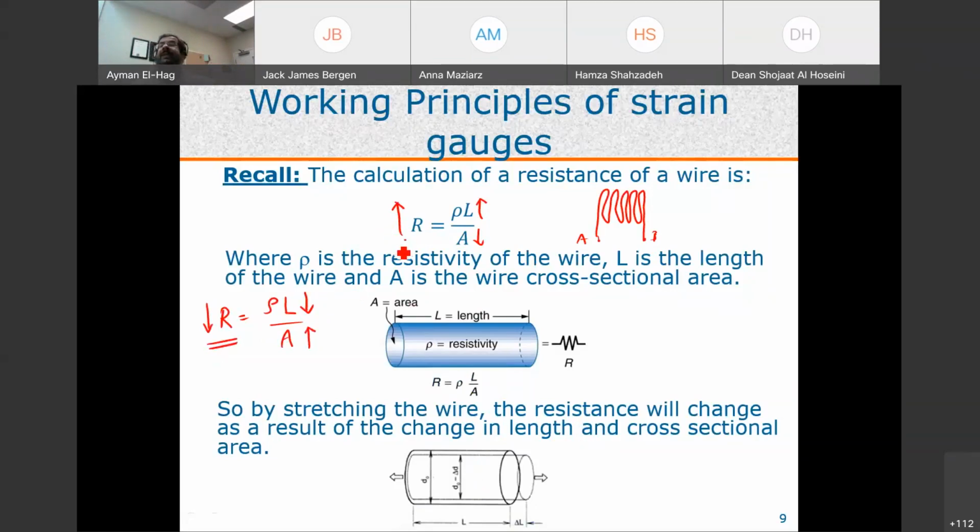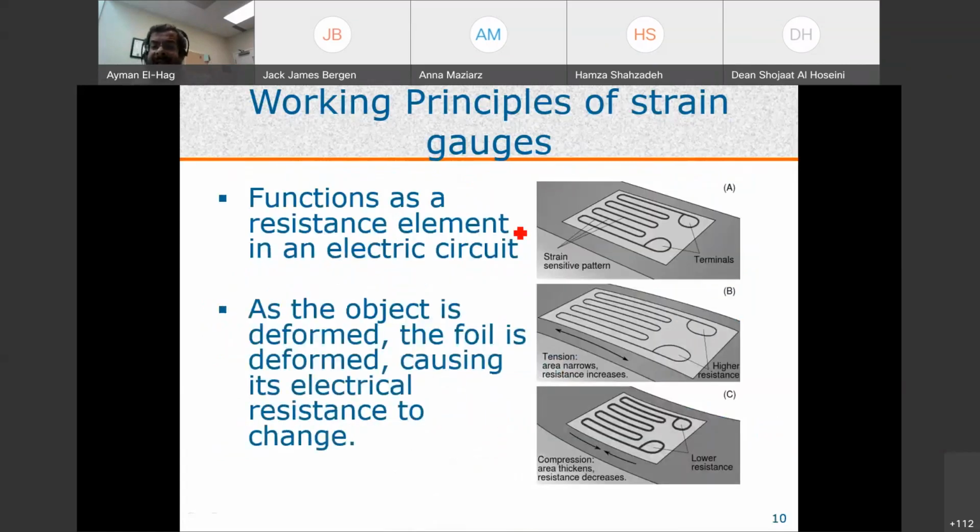So this is how you can even distinguish between a tensile force and a compression force, and we'll see that in more detail soon. Okay, so this is a strain gauge. This is how it looks like. This is when there is no pressure or any force on it. Now we have two types of forces. We have tension force or we have compression force.